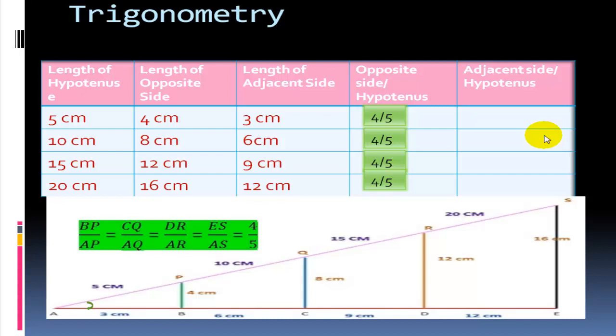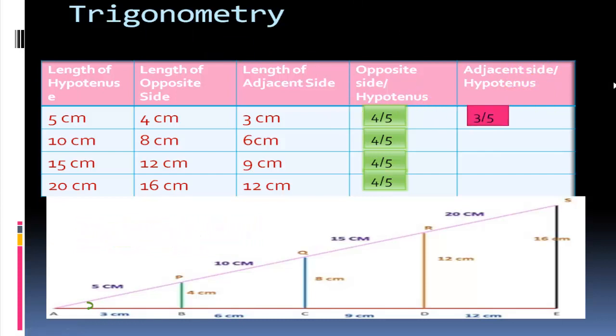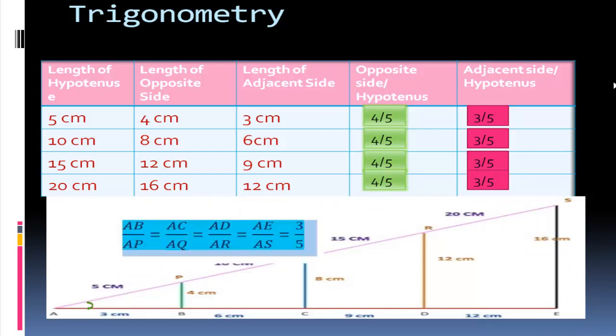Similarly, now we have to find the ratio of adjacent side by hypotenuse. For this, we get the ratio as 3 by 5, 3 by 5, 3 by 5 and 3 by 5 for these four triangles. Means AB by AP equal to AC by AQ equal to AD by AR equal to AE by AS equal to 3 by 5. Means we got the same ratio for these adjacent side by hypotenuse.